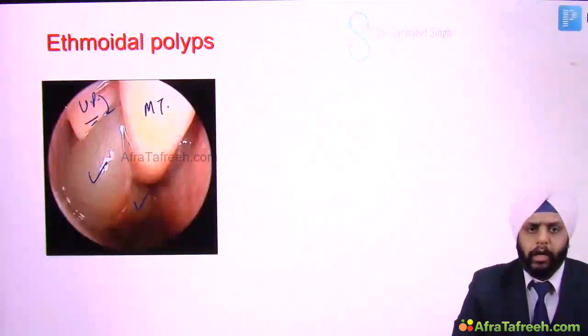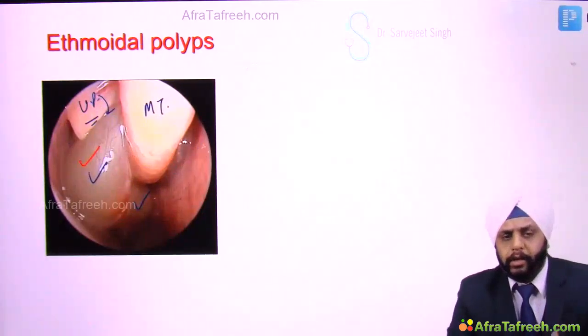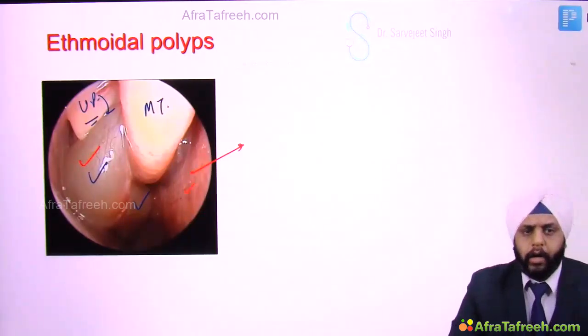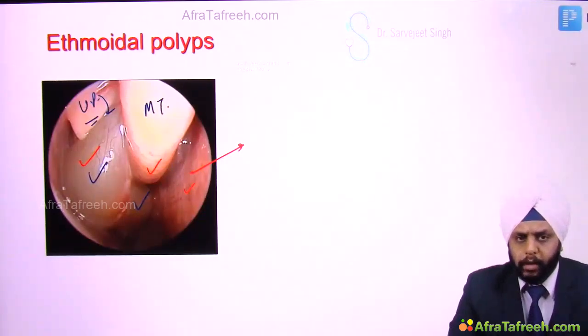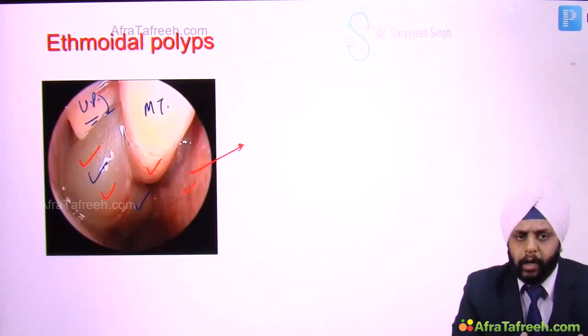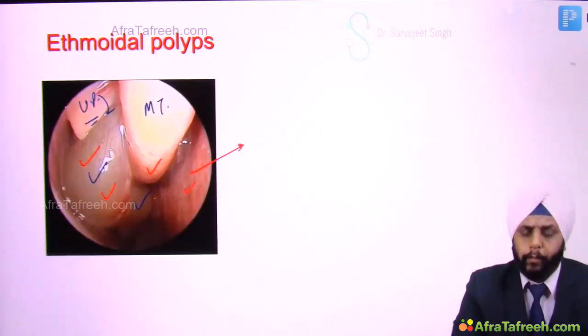And what do you see over here? You see these polyps, this is the photograph, and you see that they are pale glistening. Look over here, this is the septum. Look how red it is. Look at the middle turbinate, it is red. But when you see the polyp, it is a pale glistening polyp. Why? Because there is no blood supply. If you touch it, there won't be any pain or bleeding from the polyp.